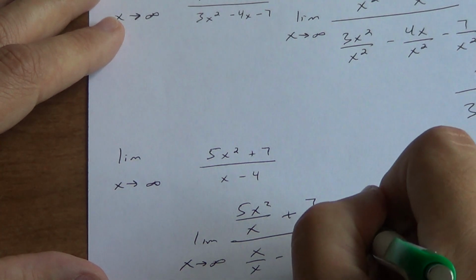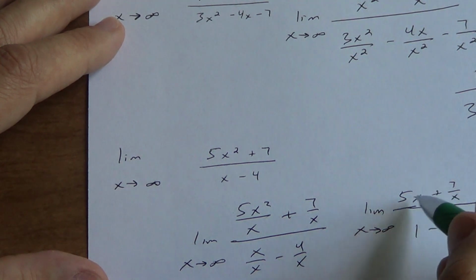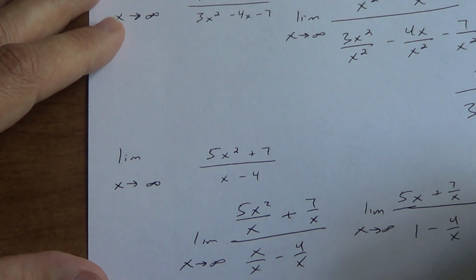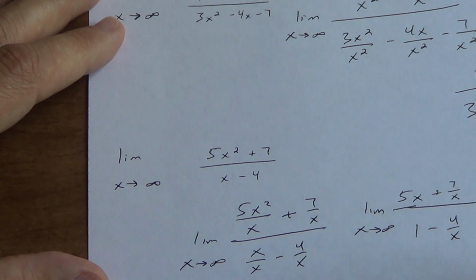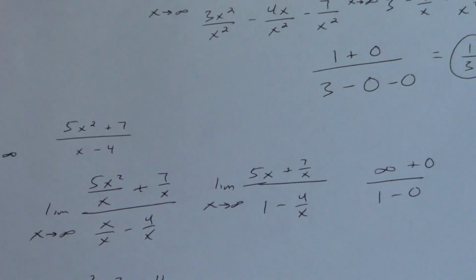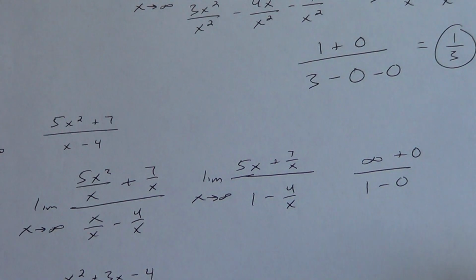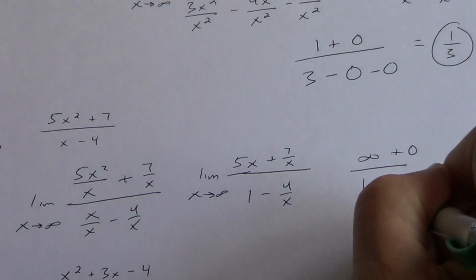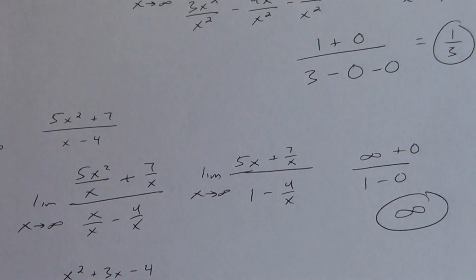I still have my limit as x approaches infinity. So I get 5 times infinity, which is infinity, plus 0 over 1 minus 0. So the zeros don't really matter. I get infinity divided by 1, which is infinity. So in this case, as x gets extremely large, y also gets extremely large. Right? It's kind of like our first graph, actually.